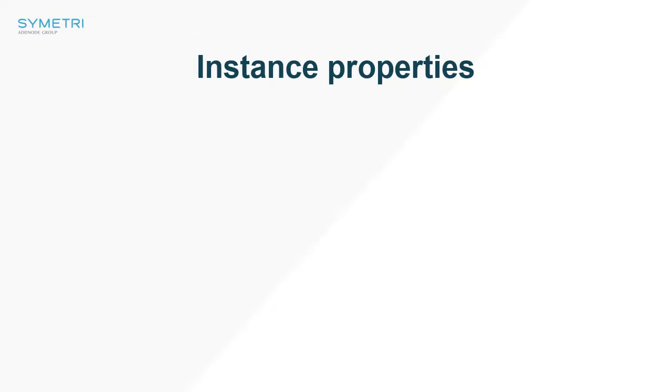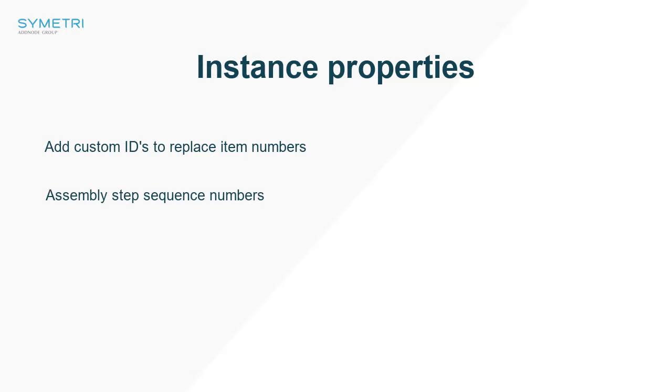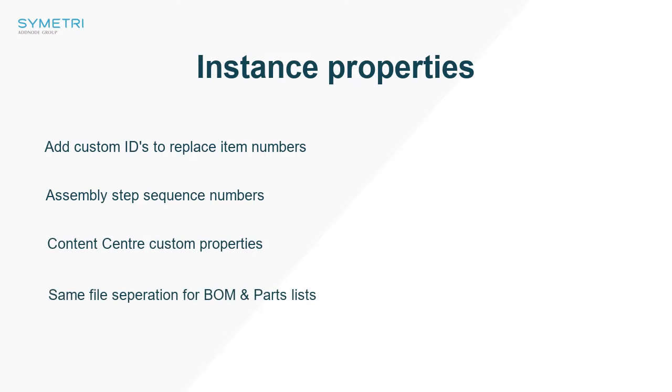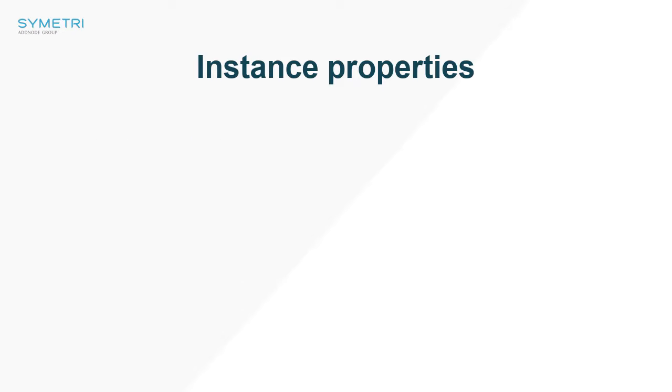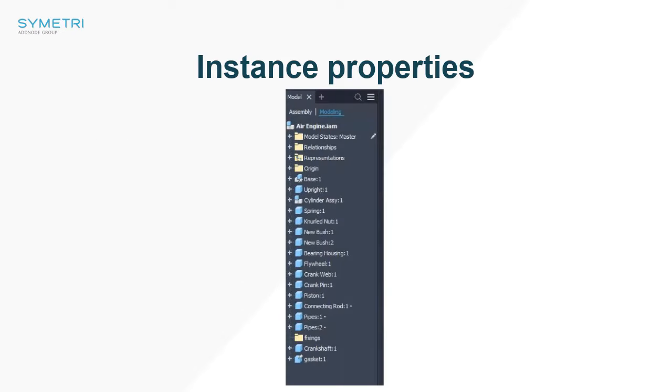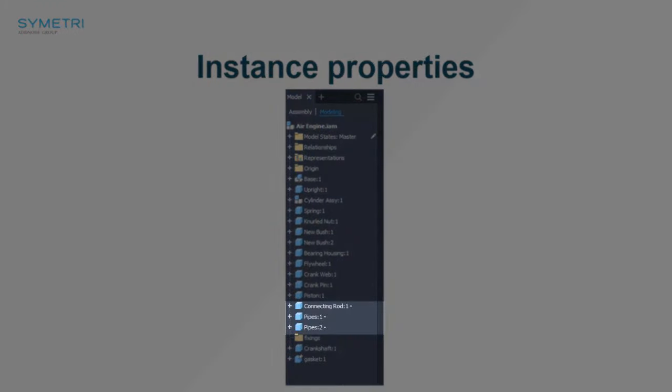So where would you use them? Instance properties can be used to add custom IDs and use them to replace item numbers, or add step sequence numbers for assemblies. It could also be used to overwrite the content center values, and to separate same files in an assembly for the BOM and parts lists. Just a note on them, once you add an instance property, it will appear with a bullet point at the end of the component in the browser.